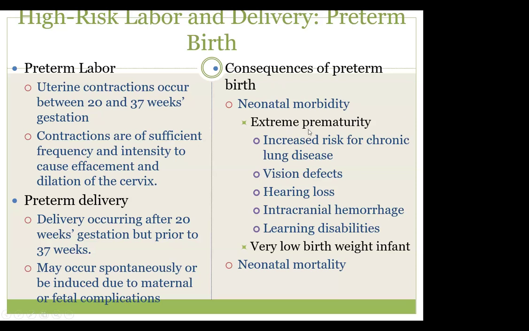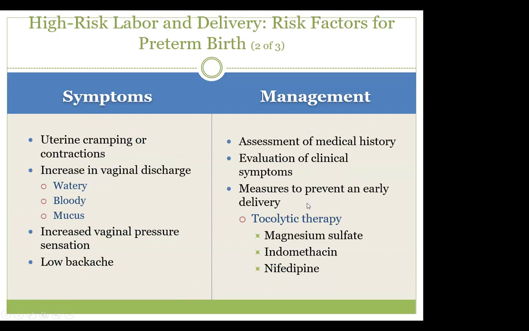Okay, extreme prematurity lists all the things that can happen. Okay, risk for chronic lung disease, I said that. Vision deficits, okay, some of them may have to have eye surgeries, hearing loss, intracranial hemorrhage, learning disabilities, very low birth weight infants. Okay, all of these things can happen for preterm birth or when you have a preterm birth.